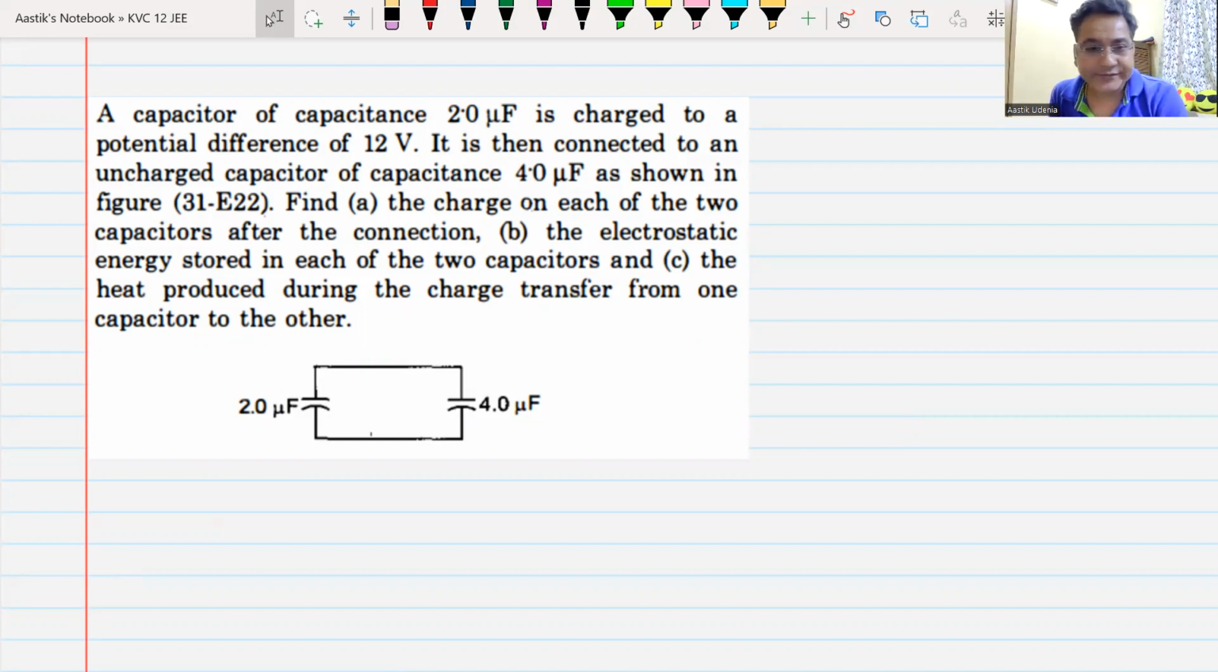Understood, sir. It is then connected to an uncharged capacitor of capacitance 4 microfarad as shown in the figure. Figure is there. Find the charge on each of the capacitors after the connection, the electrostatic potential energy stored in each of the two capacitors, and the heat produced during the charge transfer. What was that energy equation of capacitor? Anyone remembers it? U initial plus work done by battery plus work done external is equal to U final plus delta H.